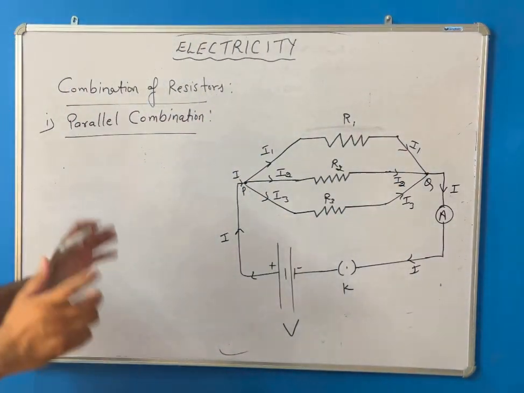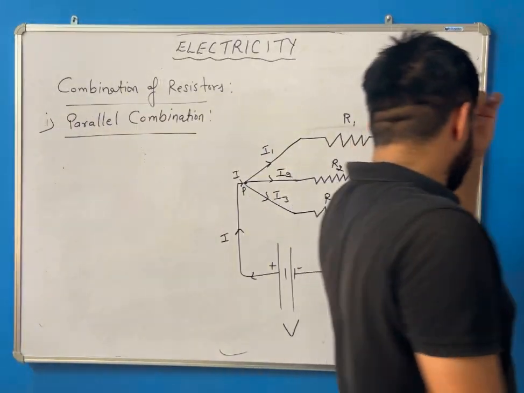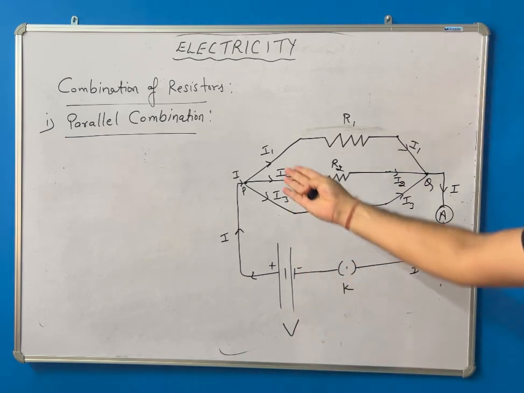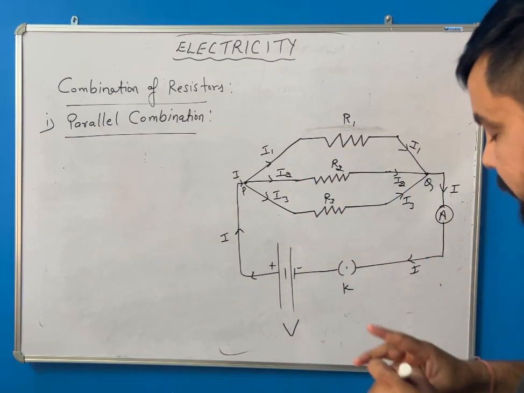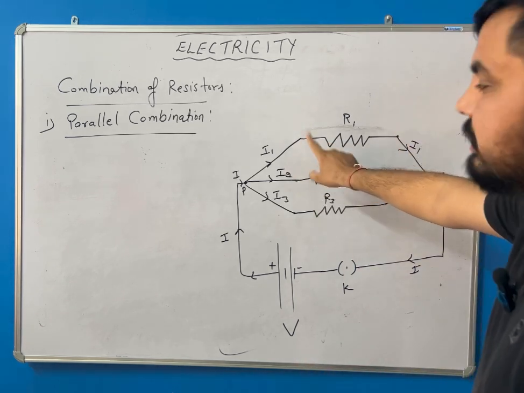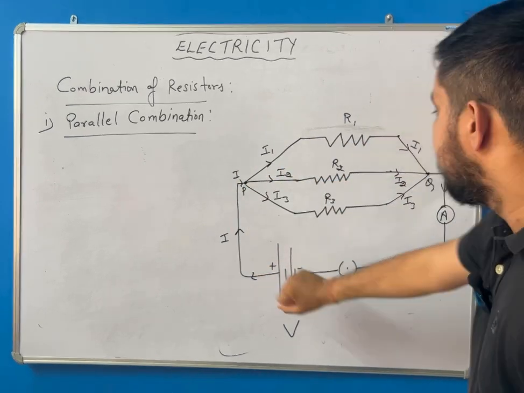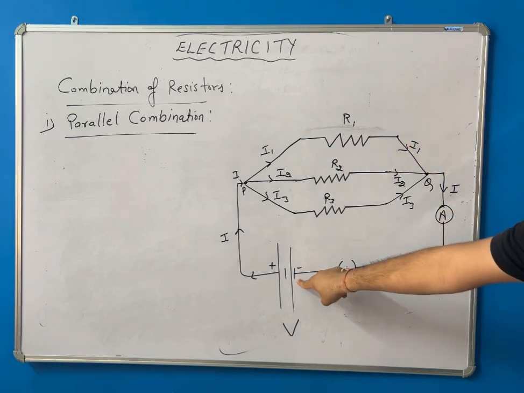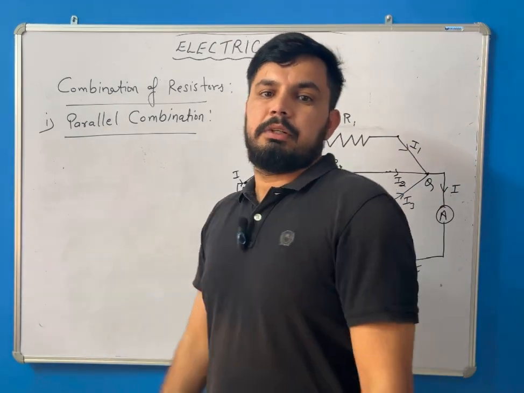Okay. So this is our circuit diagram of parallel combination of resistors. First we will write the definition of this combination, then we will prove it mathematically. How do we write the definition? What we observe from the diagram is that the first end of all these resistors are connected to the positive terminal of the battery, and the second end of all these resistors are connected to the negative end of the battery. So this type of combination is called a parallel combination of resistors.